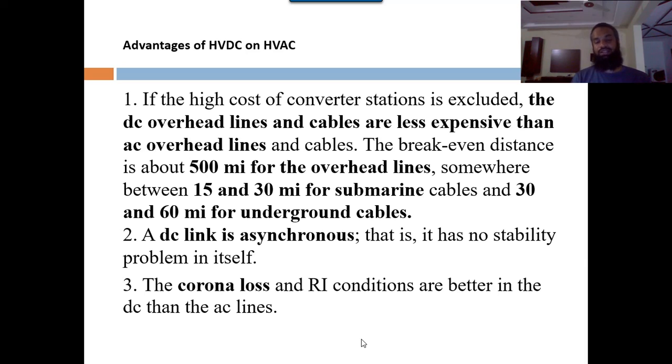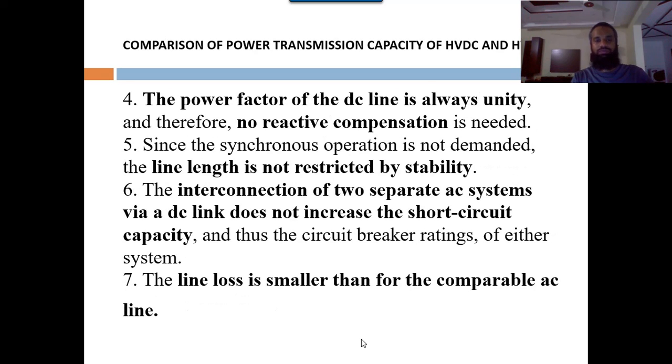So another advantage of the DC link is that it is an asynchronous system, so there is no need for synchronization. So it is an extra benefit or advantage of an HVDC system. The third most important point is that the corona loss in HVDC is minimum as compared to the corona loss in HVAC system. Then the power factor in HVDC system is usually unity, while in HVAC system it depends on the load. If the load is greater, then the power factor also gives some impact.